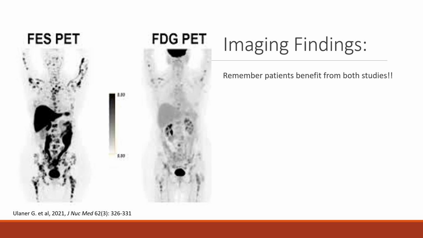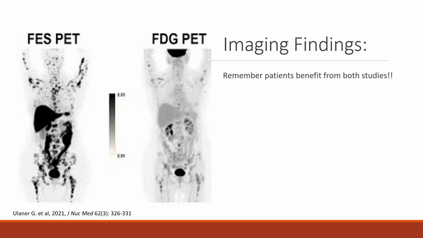These are some image findings. Remember, the patients will benefit from both studies. So we've talked about this with other ones. Breast cancer is really bad about heterogeneity, especially as the disease progresses and gets crazy cancerous. Those cells will lose their estrogen receptors. They're no longer functioning like estrogen receptor cells, and they're now just functioning like cancer cells, and they're taking up sugar. So that is very important to think about.